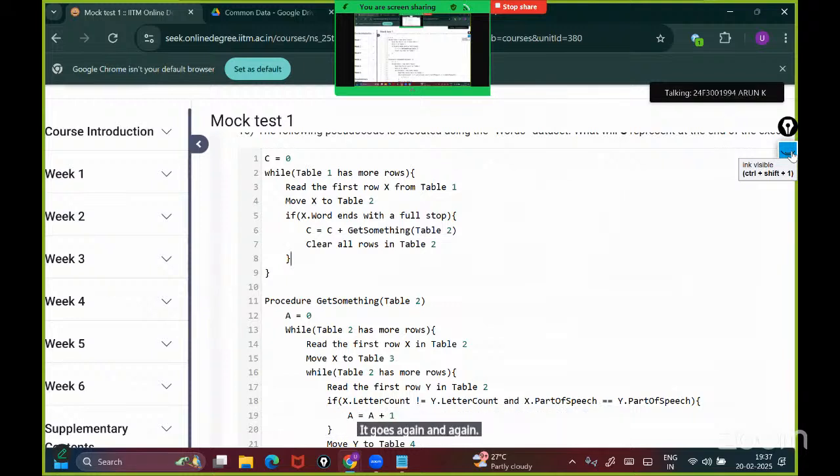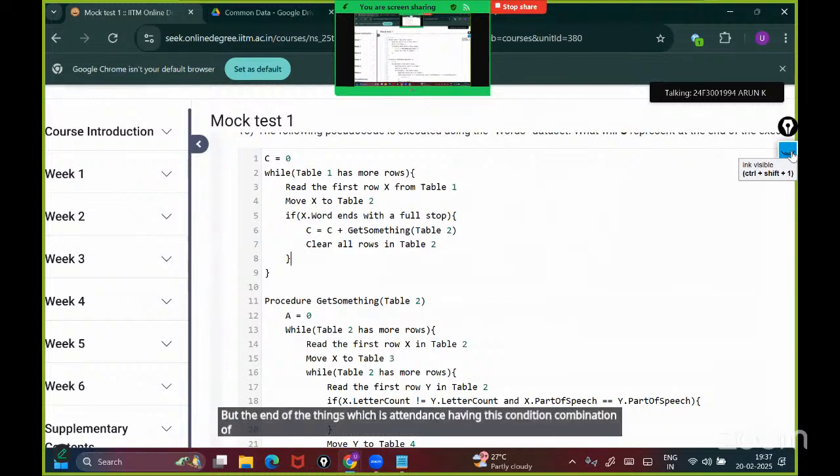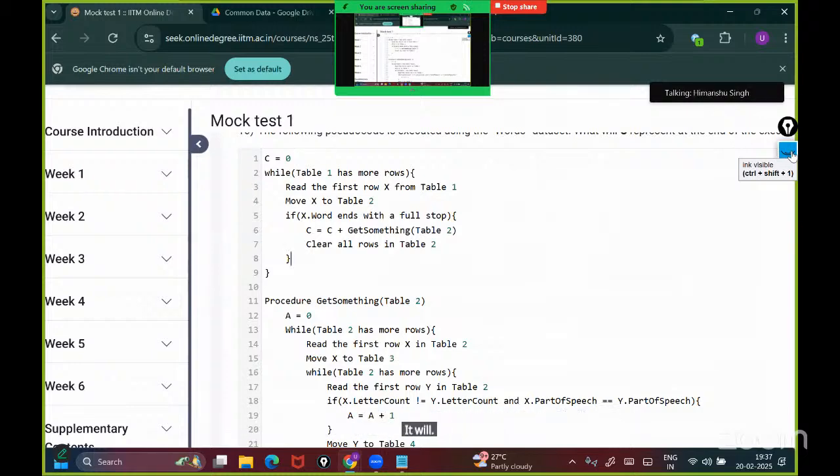But in the end, a sentence having this condition, a combination of different letter counts and the same parts of speech, we cannot tell by checking each sentence. This program won't tell it. If you have a paragraph, you can do it, sir.